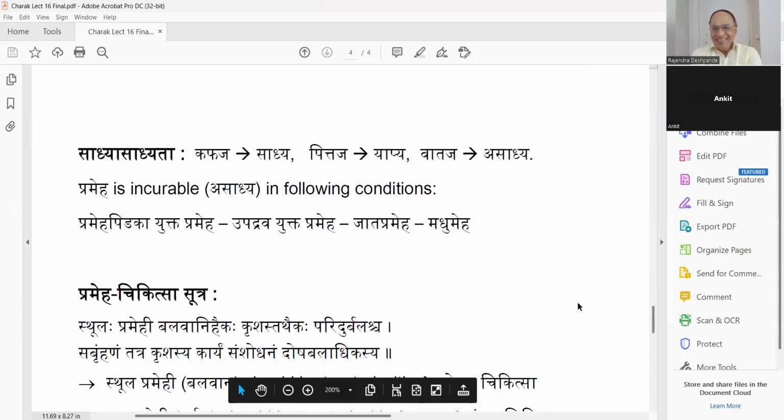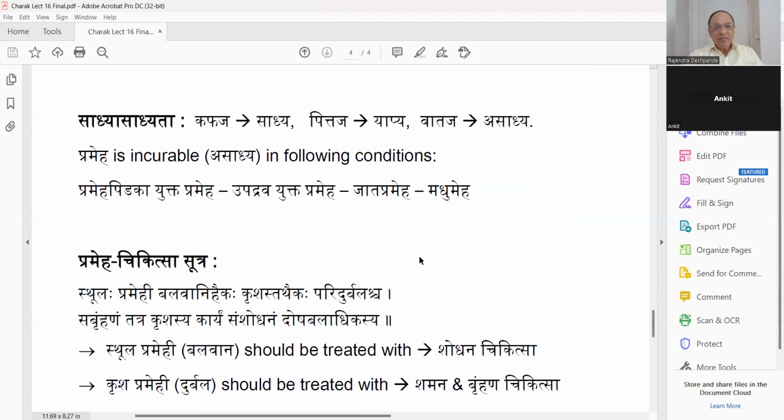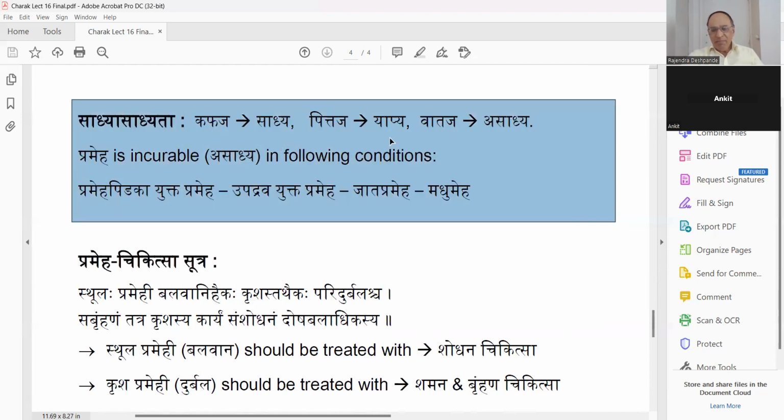We are discussing Charak Samhita, Chikitsa Sthan. Chapter 3, Jwara Chikitsa, I am sorry, that is already finished. 4th Rakta Pitta finished, 5th Gulma finished, and now this is the 6th chapter, Charak Chikitsa Sthan, that is Prameha. Okay. So, Sadhya Sadhyatva: Kaphaja Prameha is definitely Sadhya. Pittaja Prameha is always Yapya. Vataja Prameha is said to be Asadhya. Prameha is incurable, that is Asadhya, in the following conditions.